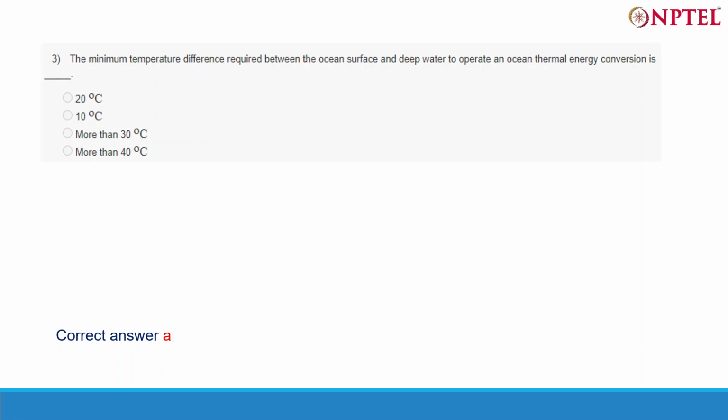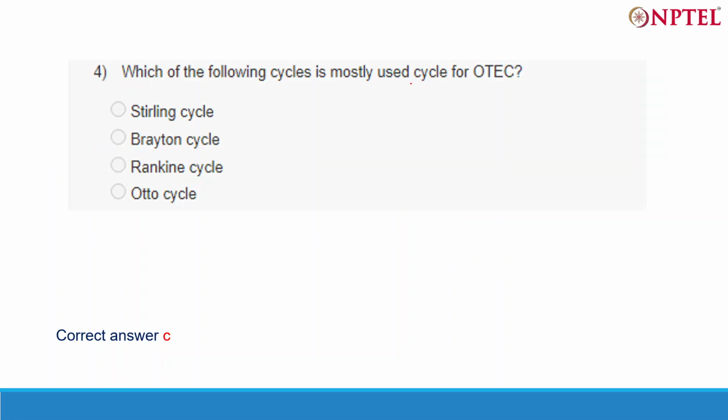The minimum temperature difference required between the ocean surface and the deep water: this was 25 and 5, so the minimum should be at least 20. Which of the following cycles is used for OTEC? Basically, the Rankine cycle is used.